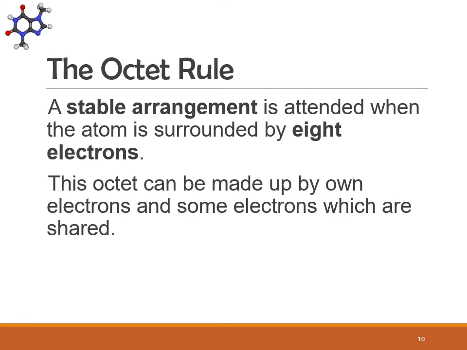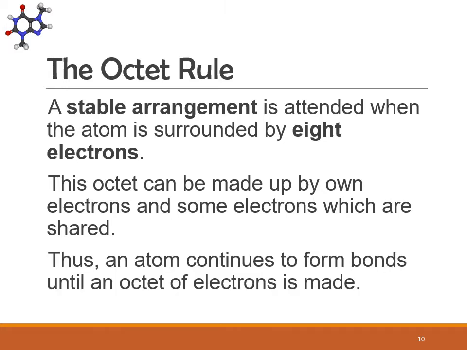This octet can be made up of an atom's own electrons and some electrons which are shared. Thus, an atom continues to form bonds until an octet of electrons is made. An atom can form as many bonds with other atoms as there are electrons in its valence shell. So an atom with 4 valence electrons can form up to 4 bonds with other atoms.